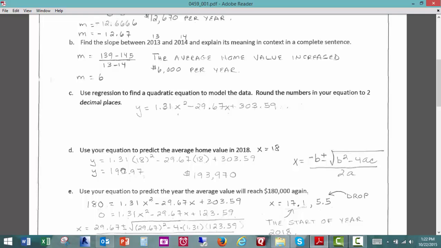Then it says use your equation, not the data in the table, but your equation, to predict the average home value in 2018. Before I do that, I have to think about what year after 2000 is 2018. That's why I wrote this down over here. X is equal to 18 in this case. So I took the equation from up here in part C, I plugged in an 18, and voila, I get this answer over here, 193.97. Now again, keep in mind the meaning of this. This is thousands of dollars.